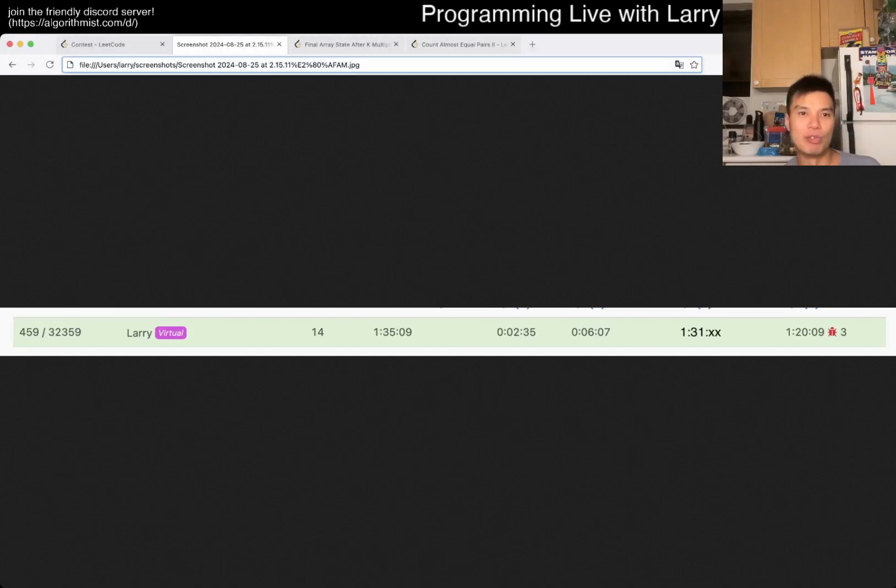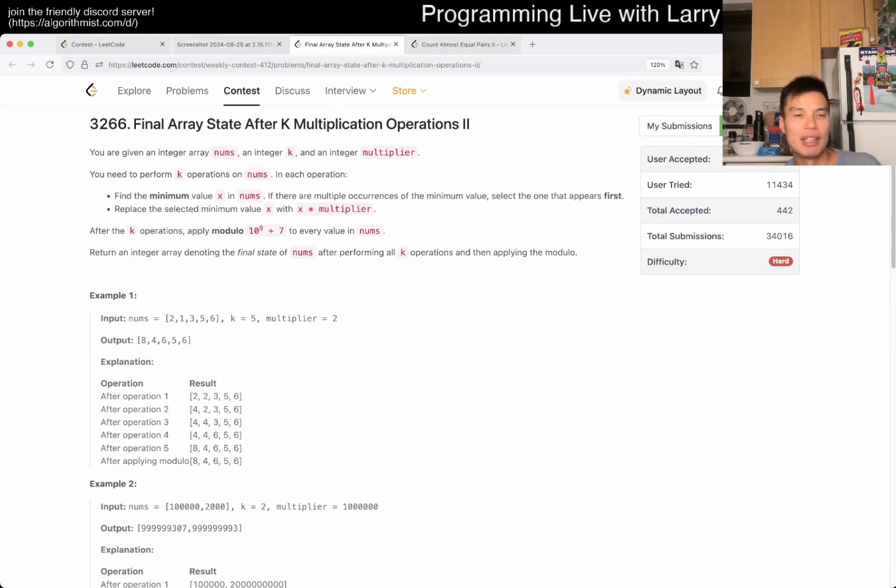This is me going with Q3 of the weekly contest 12, Final Array State After K Multiplication Operations 2.